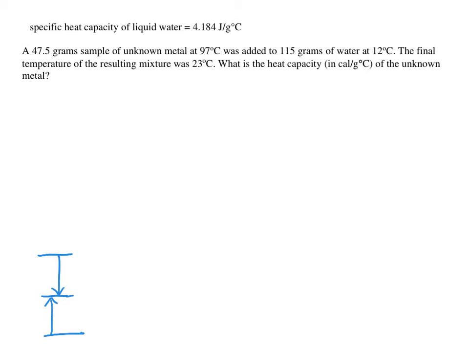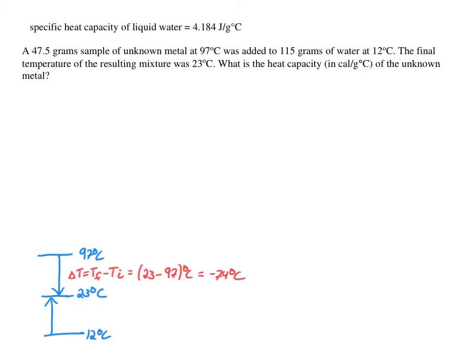So initially we have a metal that starts at 97 degrees C. It cools down to 23 degrees C, and the water bath starts at 12 degrees C. That gives us two different values of delta T. Whenever we calculate delta T, it's TF minus TI, which for the hot metal is 23 minus 97 degrees C. That results in a negative 74 degrees C.